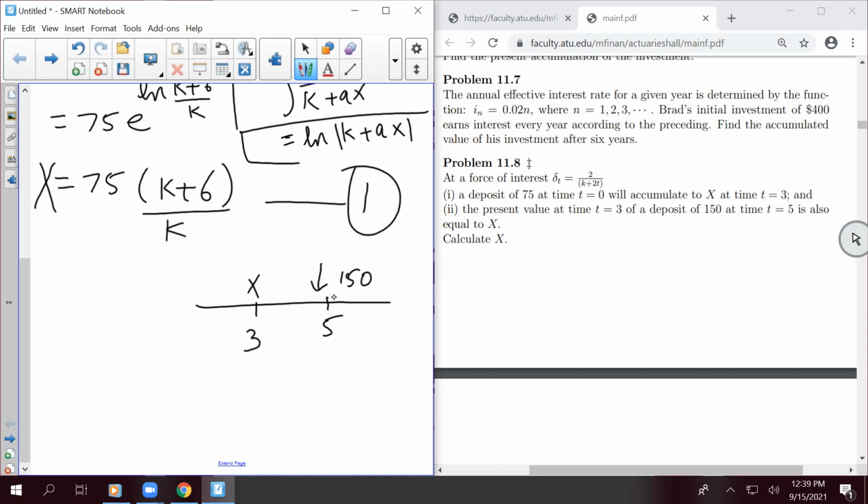One way to say that is that the present value at time three of the 150 which comes at time five is x. Another way to say it is that if you have x at time three, then its future value at time five is 150. Isn't it the same thing? You don't have any other deposits, right?